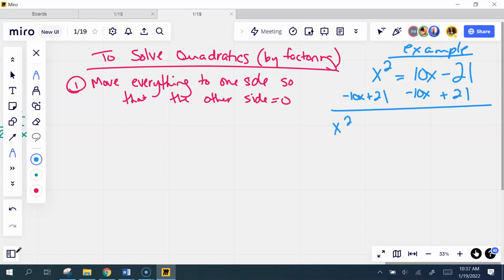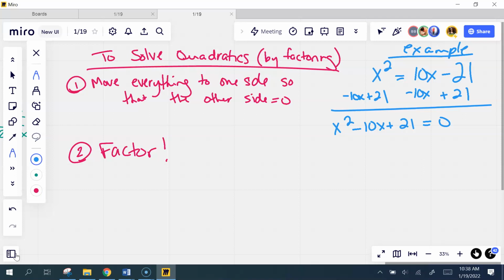I'm going to keep it in standard form, so I have x squared minus 10x plus 21. Anybody lost or confused? Everybody okay? All I did was move them over to the other side, made it equal 0. I'm going to factor now. Okay, so now I'm back to what we were doing yesterday.